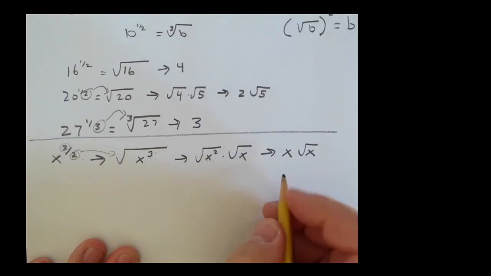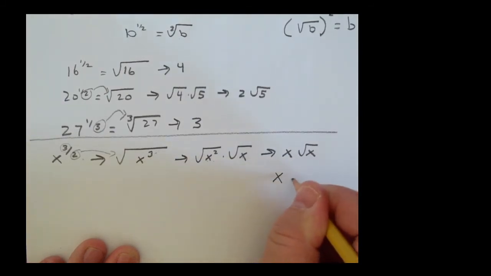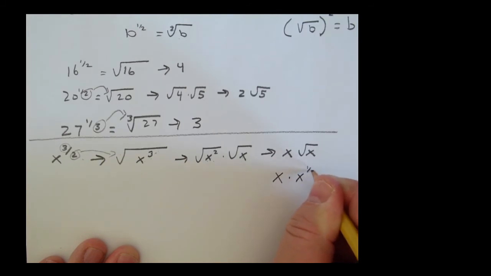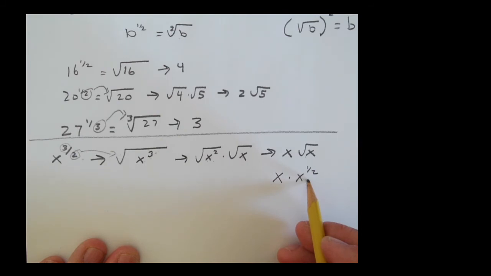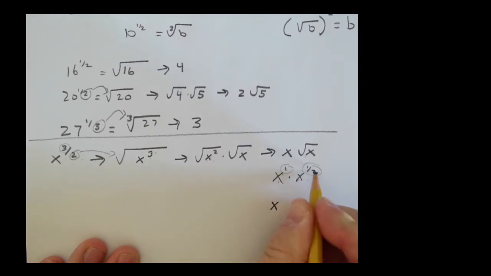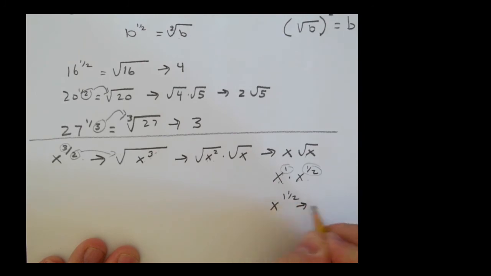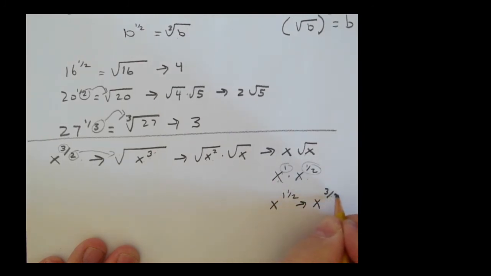But let's keep playing this out. We learned above that square root of x is equal to x to the half. And this is x to the 1. And what happens when we multiply these? We add the exponents. And what's 1 plus a half? 1 and 1/2, which is 3/2.